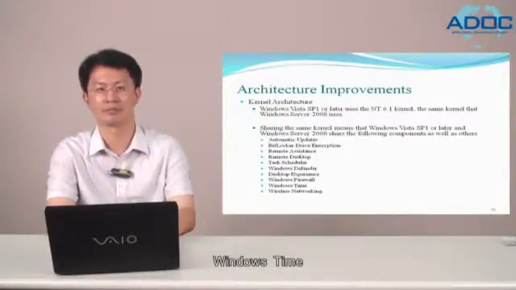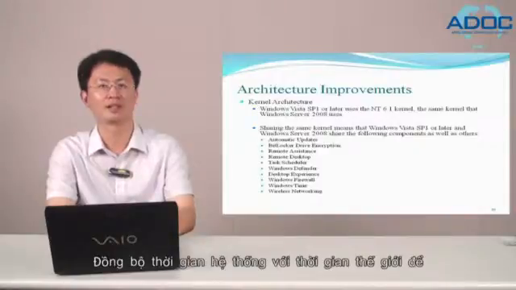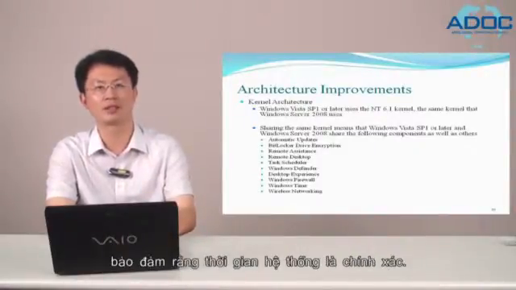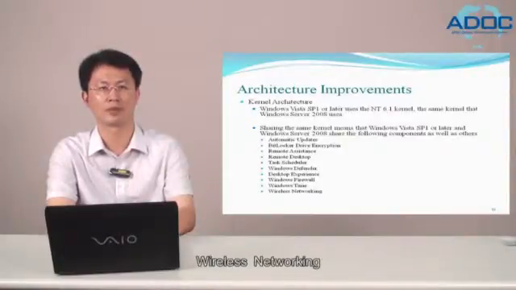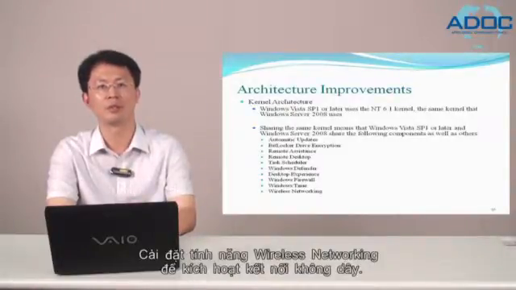Windows Time synchronizes the system's time with world time to ensure that the system time is accurate. And Wireless Networking installs the wireless networking features to enable wireless connections.